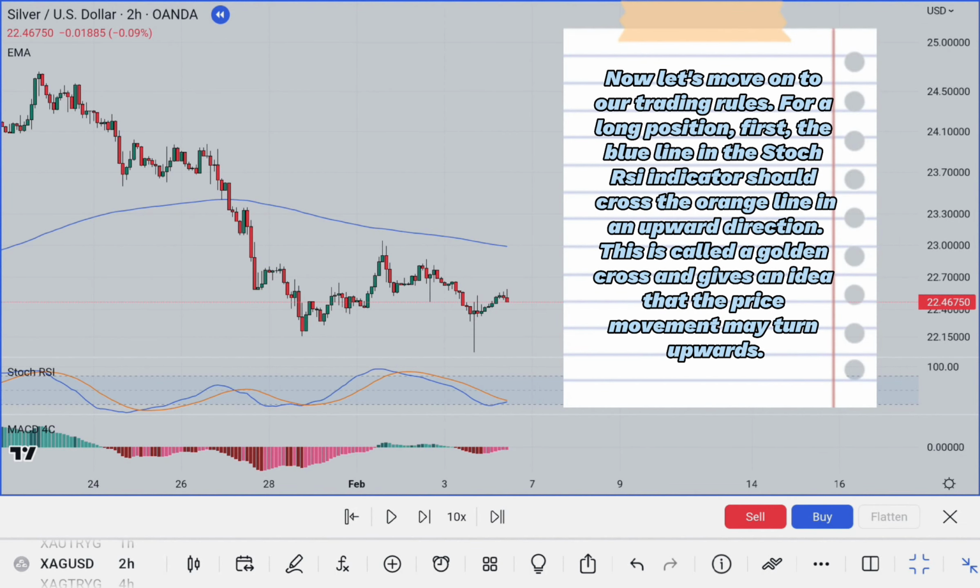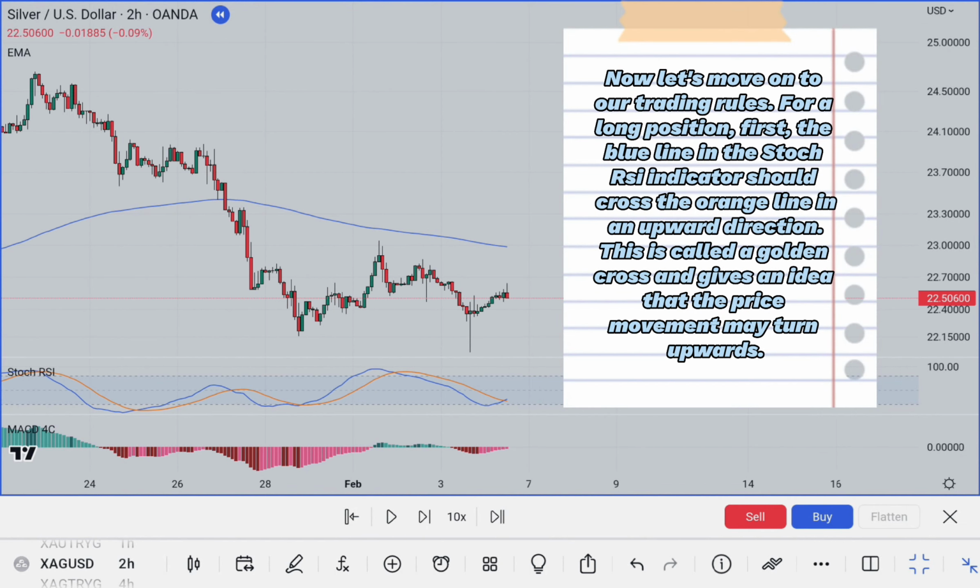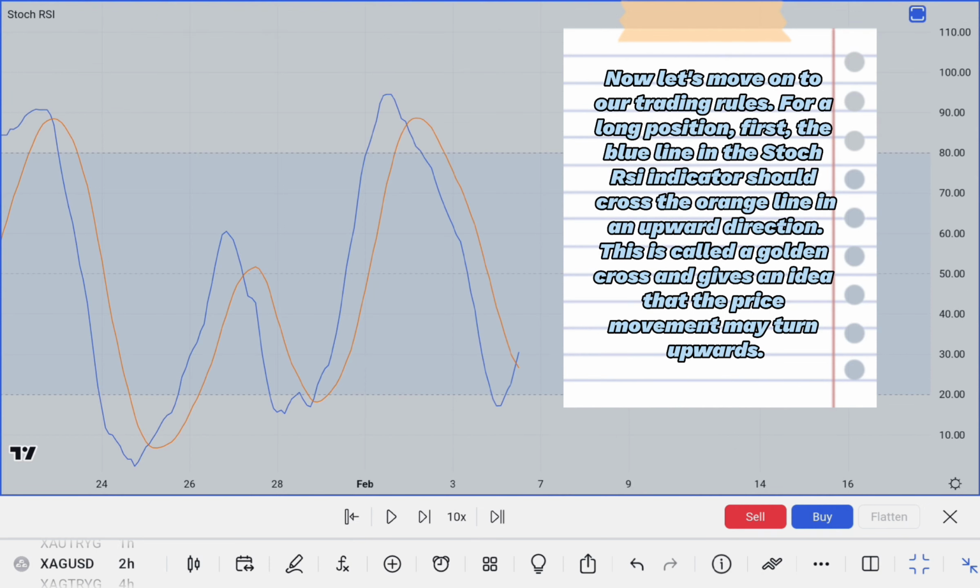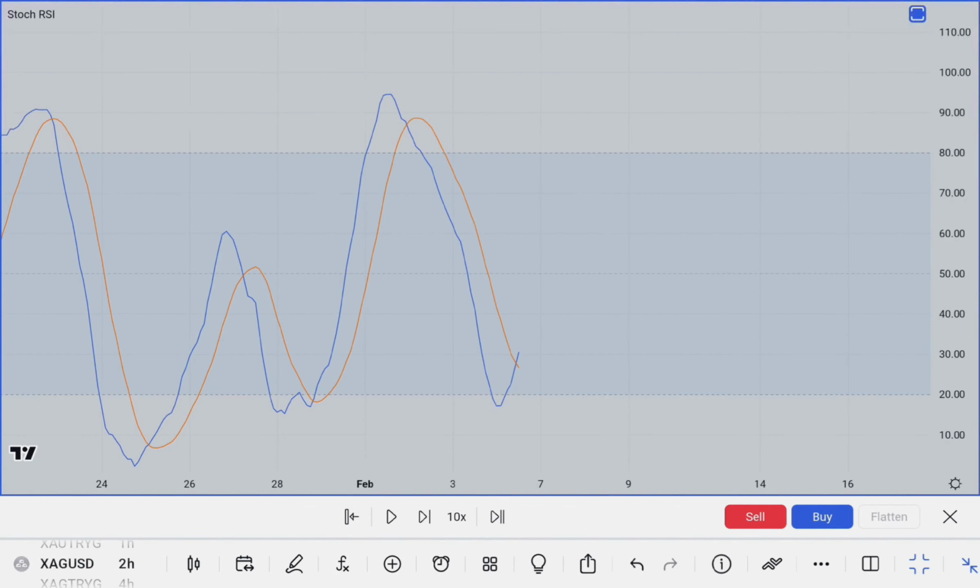Now let's move on to our trading rules. For a long position, first, the blue line in the StochRSI indicator should cross the orange line in an upward direction. This is called a golden cross and gives an idea that the price movement may turn upwards.